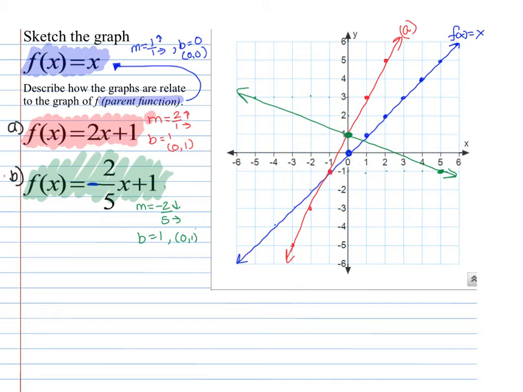And now we're going to actually describe how the graphs are related. If you notice, when we're comparing the blue line and the red line, the red line is way steeper than the blue line, and from the y-intercept, it got translated or shifted up 1 unit. So when we're describing it, we could say the function is steeper and shifted 1 unit up from the parent function.